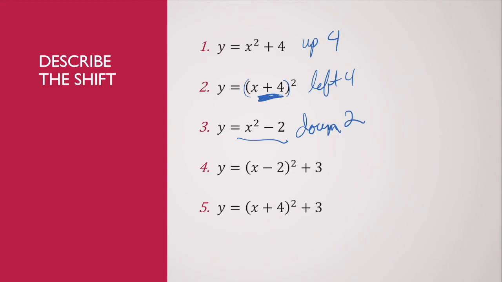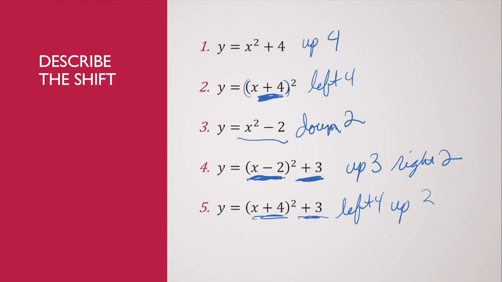Here, x squared minus 2, that's down 2. If I have (x minus 2) squared plus 3, let's focus on this part first. This is our vertical shift. This is going to go up 3. This x minus 2 tells me it's going to move in the positive direction, opposite, so it's going to go right 2. And if I have (x plus 4) squared plus 3, that is going to go to the left 4 and also up 3.